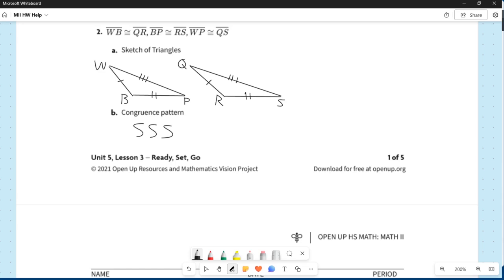And again, what that tells us is that when you have the congruence pattern of side, side, side, not only are the sides congruent, but also all of the angles are congruent, and all of the related measurements of these triangles are congruent. Perimeter, area, and anything else. These two triangles are congruent in every way. They just have different letters and they're in different spots.